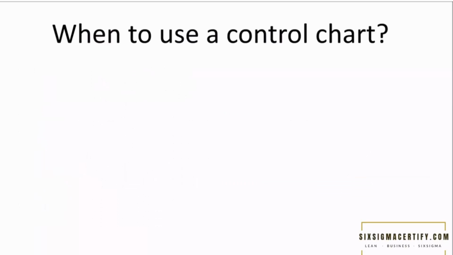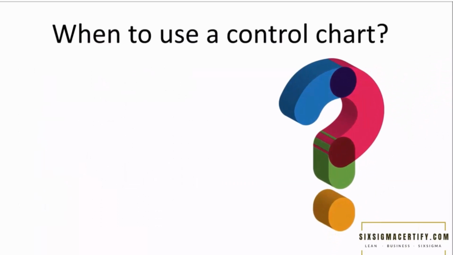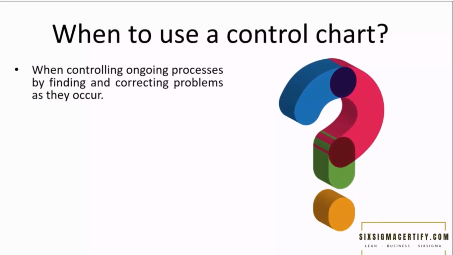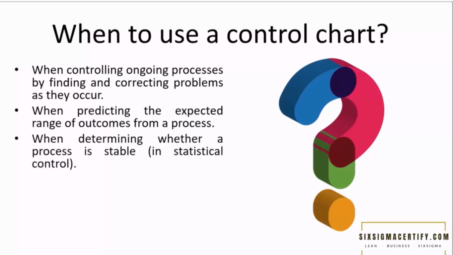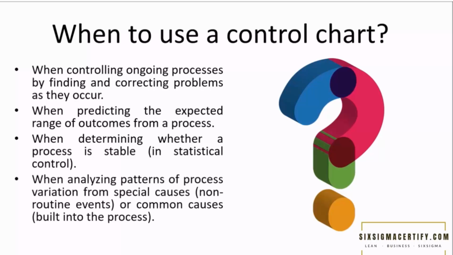When to use a control chart? When controlling ongoing processes by finding and correcting problems as they occur. When predicting the expected range of outcomes from a process. When determining whether a process is stable, or say in statistical control. When analyzing patterns of process variation from special causes or non-routine events, or common causes built into the process.